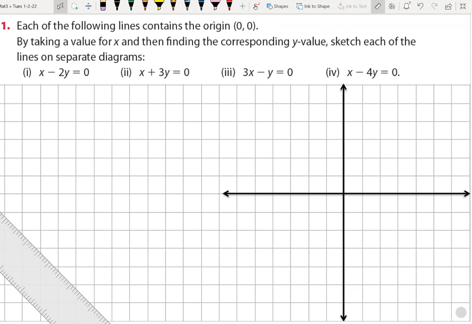Each of the following lines goes through the origin because there's no constant. By taking any value of x, let's make x 2. So x is 2, meaning we're going to be out here somewhere. Now solve that. You get 2y equals 2, and y equals 1. And we know it goes through the origin because there's no constant, so that's that line. Now what did it ask us to do? Sketch each of the following.